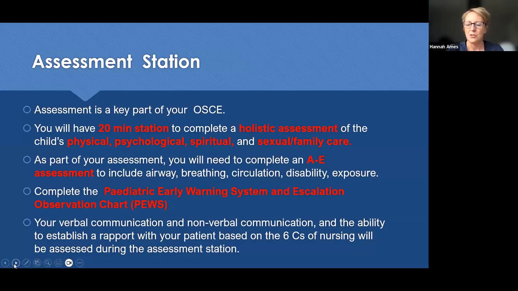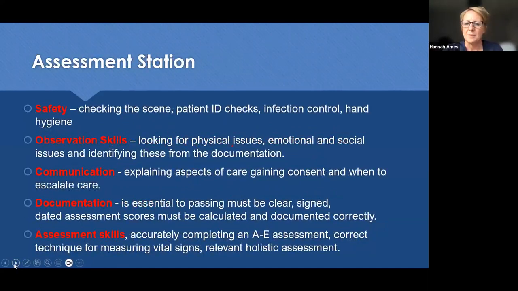Obviously, through your whole assessment station, your communication, your verbal and non-verbal communication skills are being assessed. Your ability to communicate effectively with the child and also the parent or the relative and carer, and really demonstrating to the NMC those 6 C's of nursing, but also that you've got your competence and your compassion and your clinical decision making. So a key thing that is particularly assessed in the assessment station is safety.